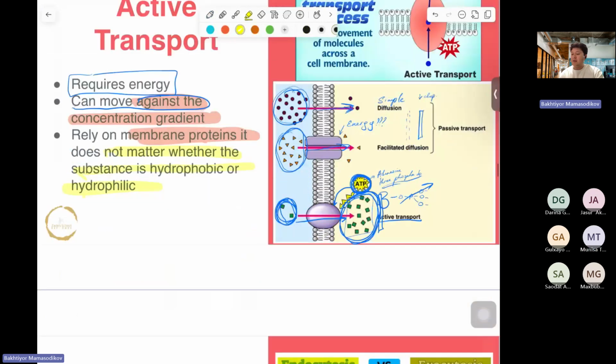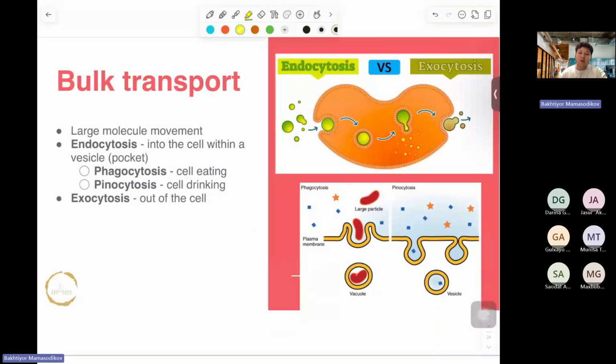Okay, and then the bulk transport. This is the transport of large molecules across the cell. It's called bulk transport. We have two types of large molecule transport. The first is endocytosis, the second is exocytosis. Endo means inside: moving large substances into the cell is called endocytosis. And removing large substances outside the cell is called exocytosis.